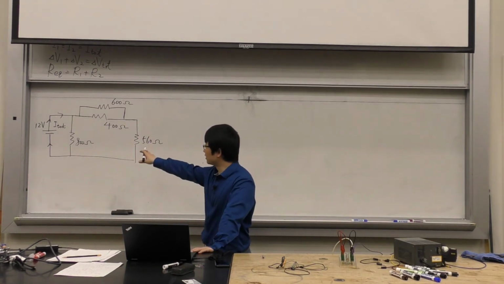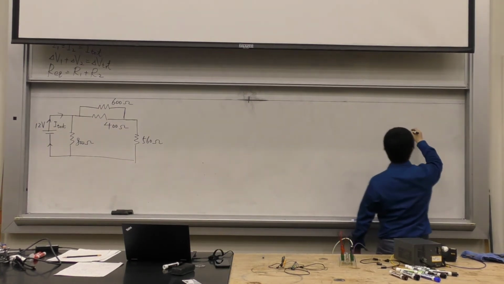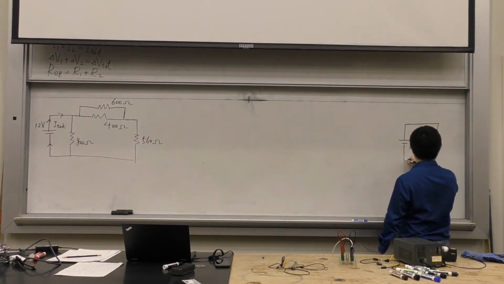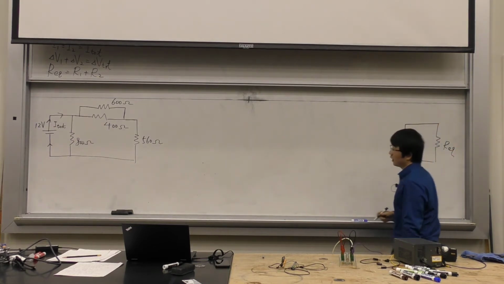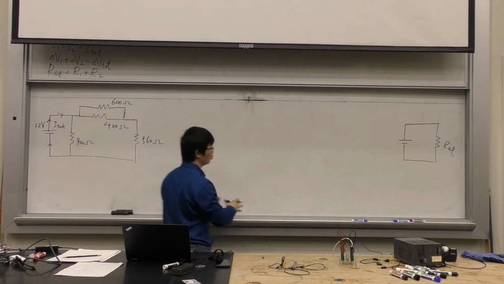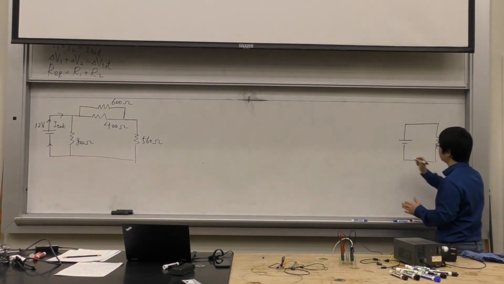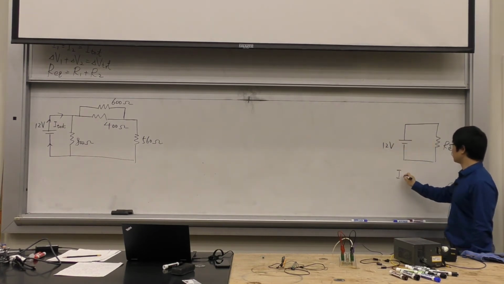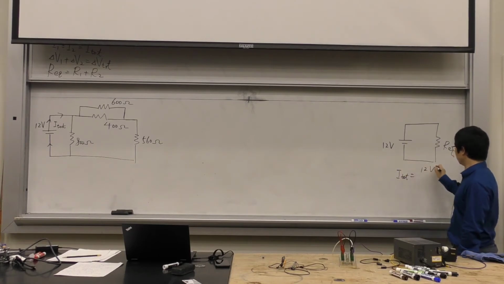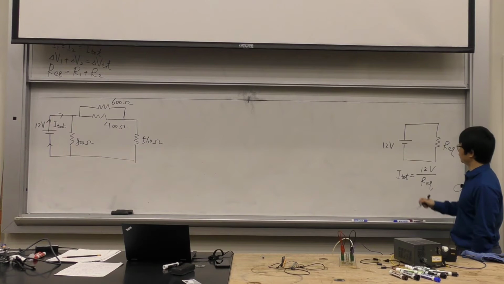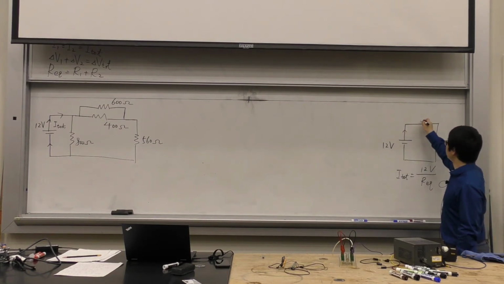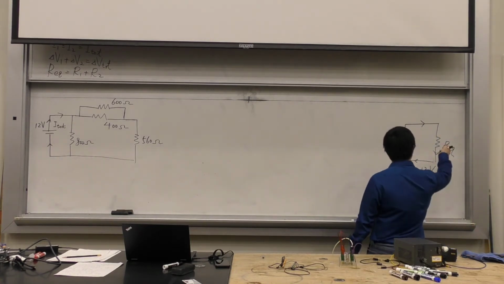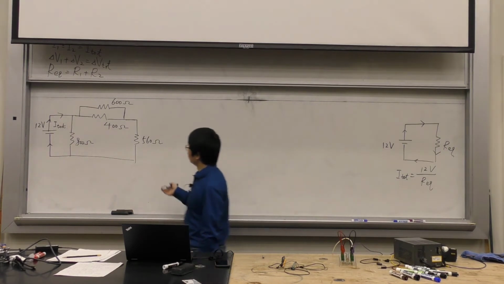But if I'm able to simplify this diagram to the simplest diagram I can get, and then I can find the REQ of this whole circuit, well, the current is very easy, right? I total is just going to be 12 volts over this REQ, because that's the simplest circuit you can get, right? And this guy is just going to get all the voltage, all the current. So my goal is this. I want to find REQ, the equivalent resistance of these 4 guys.